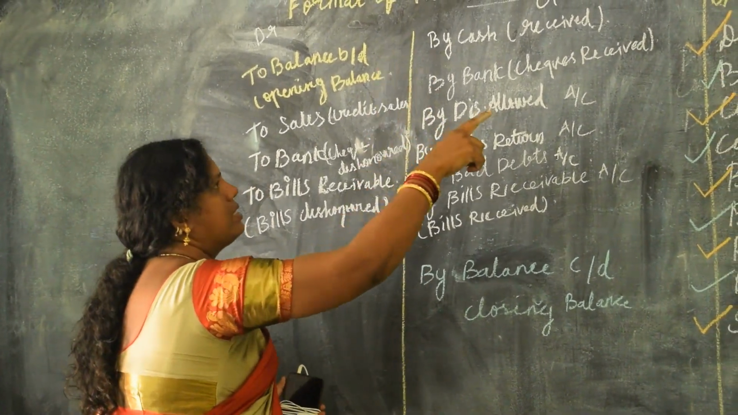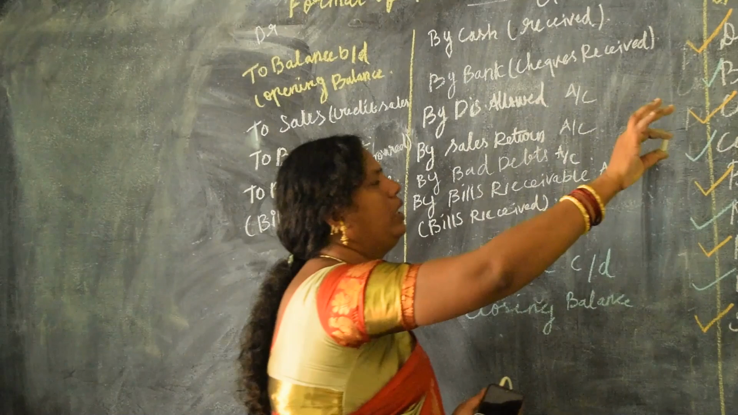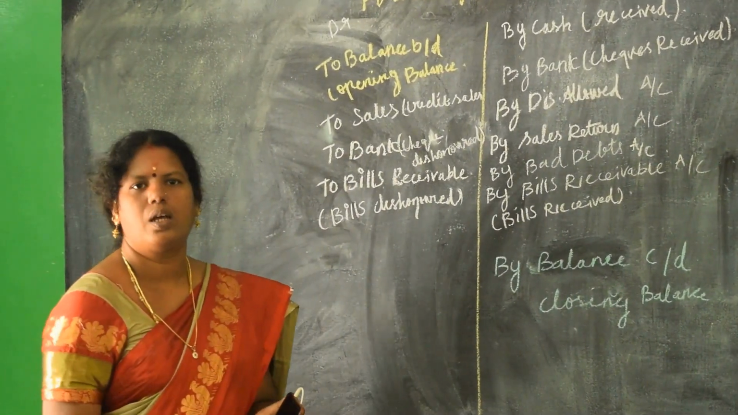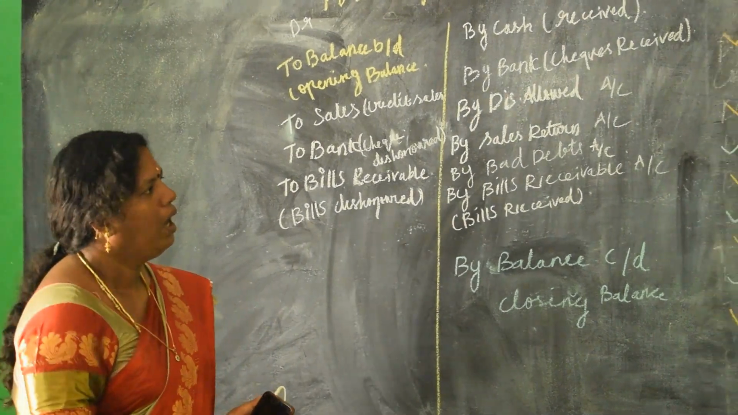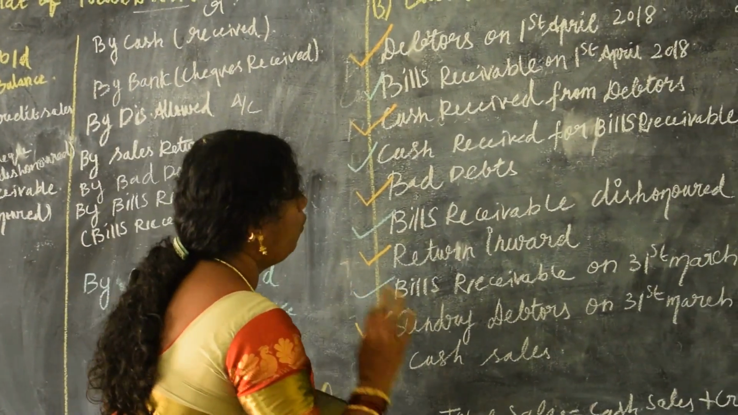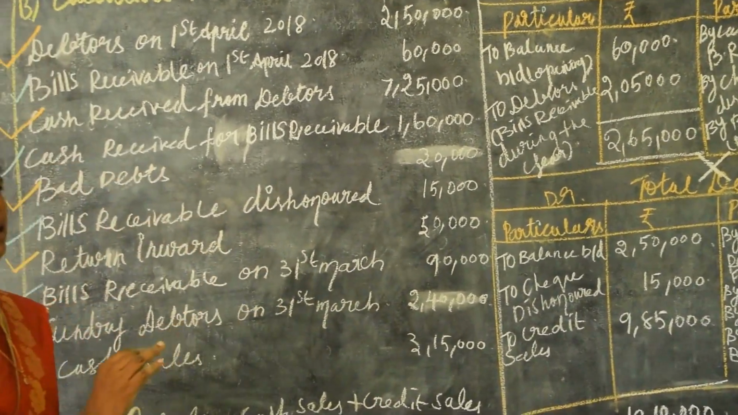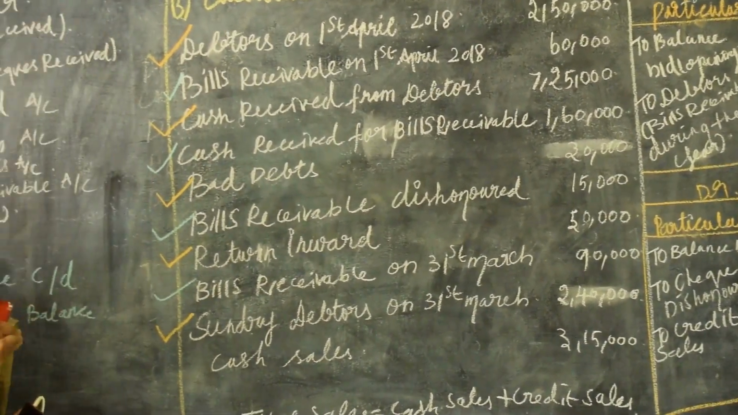Total debtors is connected with credit sales, and here you are also going to find out the bills receivable. Work it out, and think about how these items appear and why these items appear. Think for a moment and write it down.